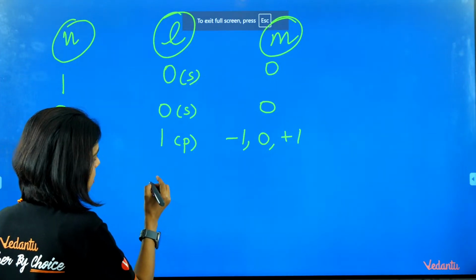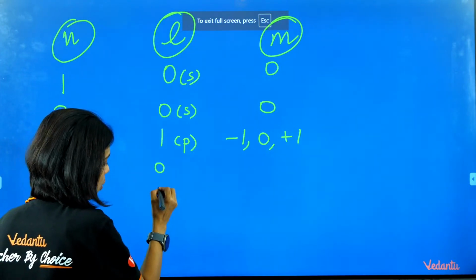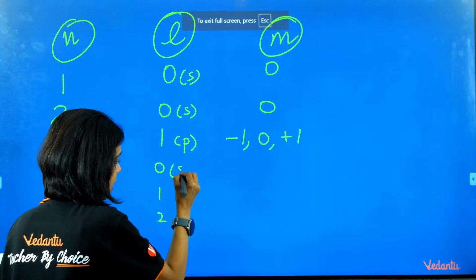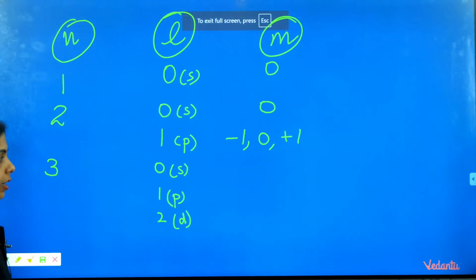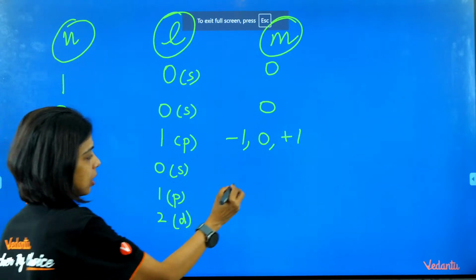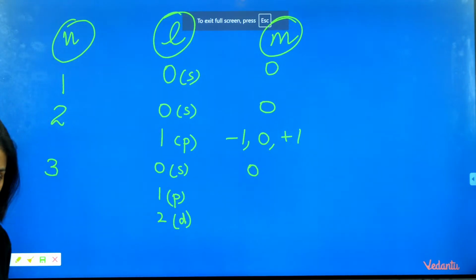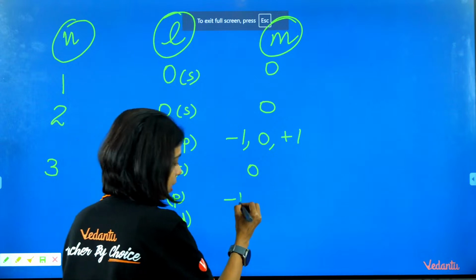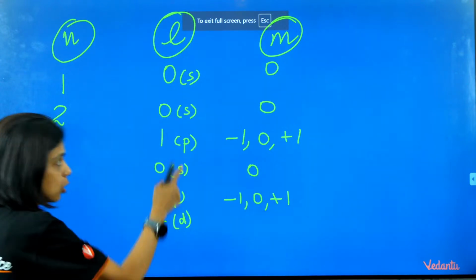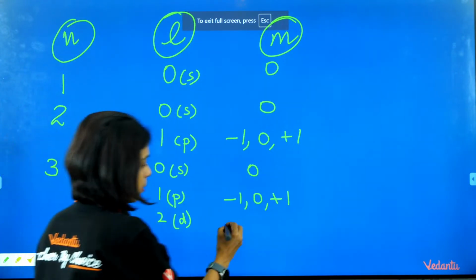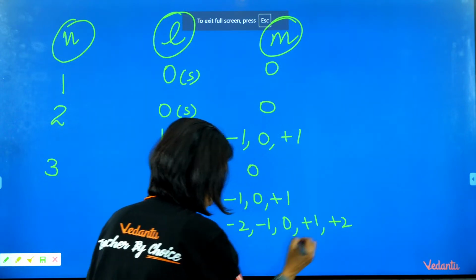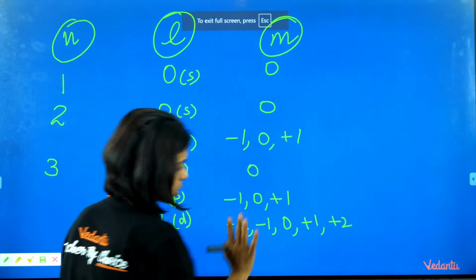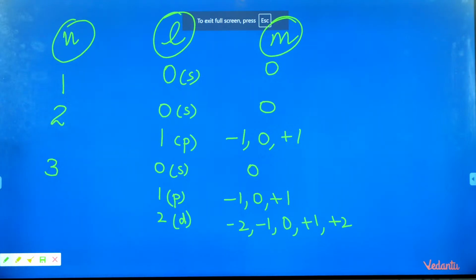Now let's get back to the third shell. Third shell, N is 3. What are the possible values of L? 0, 1 and 2. That means the third shell has S subshell, P subshell, D subshell. Now third shell, S subshell, 1 M value. P subshell, -1, 0, +1, 3 values possible for M. D subshell, -2, -1, 0, +1, +2. So minus L to 0 and then plus L. Right? Now let me decode it.